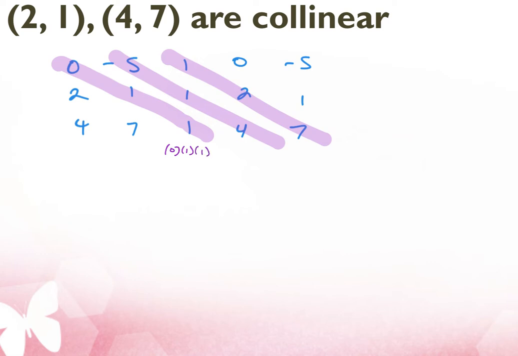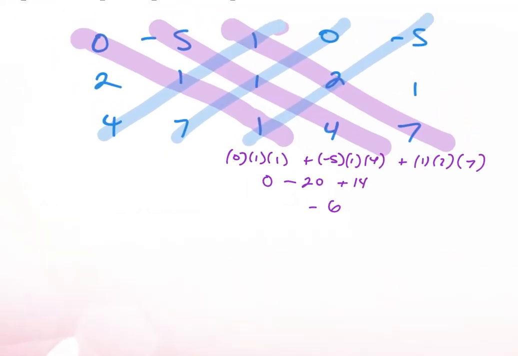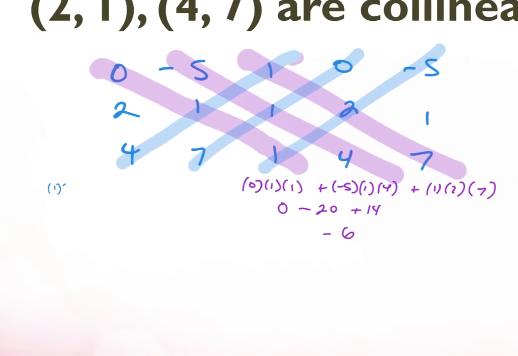0, 1, 1 plus -5, 1, 4 plus 1, 2, 7. So 0 minus 20 plus 14, which is -6. And then you go back the other way. 1, 1, 4 plus 0, 1, 7 plus -5, 2, 1. 4 plus 0 minus 10, which is -6. And then it's -6 minus a -6. That becomes +6, and that's 0.